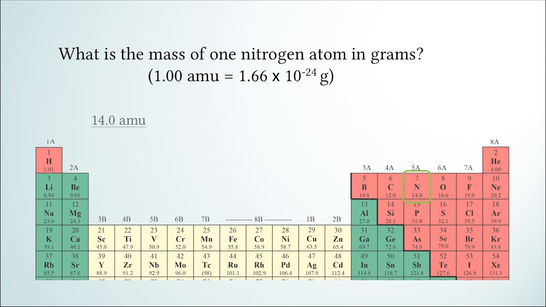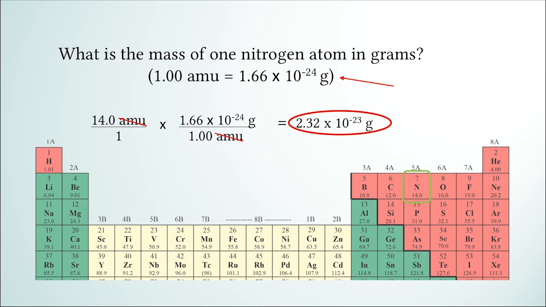So what do we have? 14.0 AMU. Place that number over 1. What's the relationship between the units we have and the units we want? 1.00 AMU equals 1.66 times 10 to the negative 24 grams. Set that relationship up as a fraction so that the units we don't want cancel out. Now multiply through, and we get 2.32 times 10 to the negative 23 grams. Our answer has three significant figures like both of our given units, so we are good.